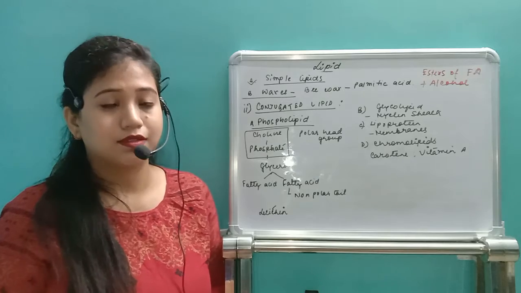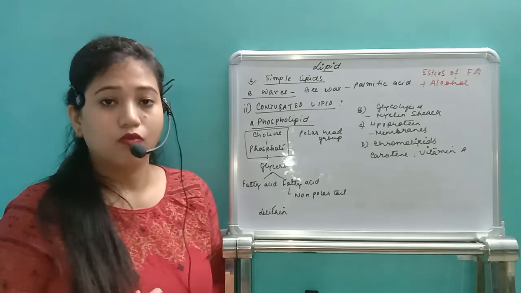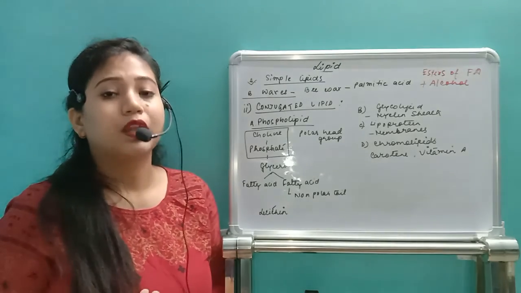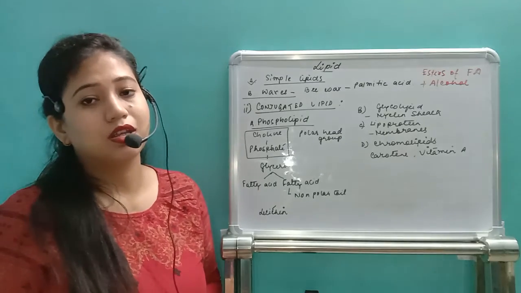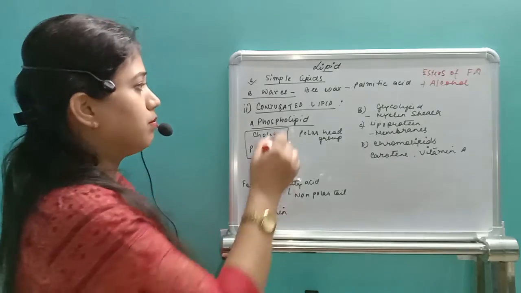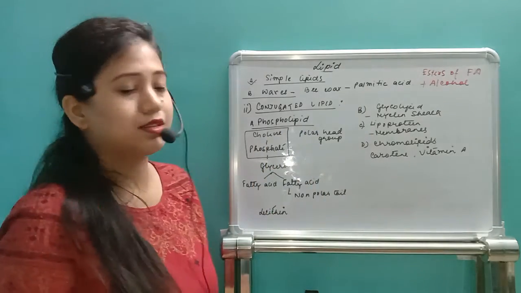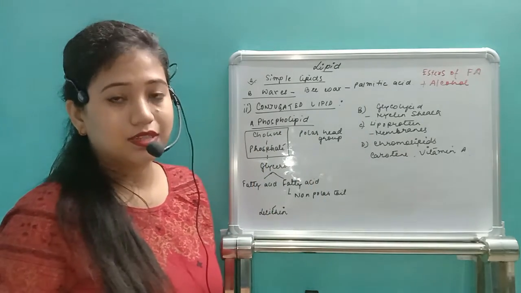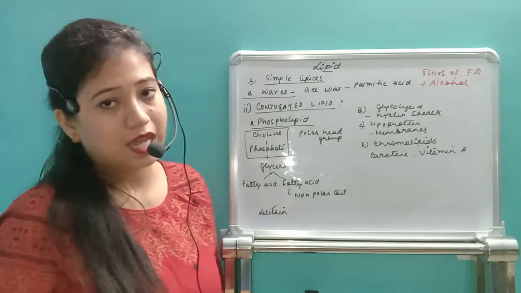Similarly, the bee wax, the workers, they produce the bee wax. The bee wax is actually a type of palmitic acid. From the palmitic acid you form the bee wax. So I have told here bee wax is made up of the fatty acid, that is the palmitic acid.